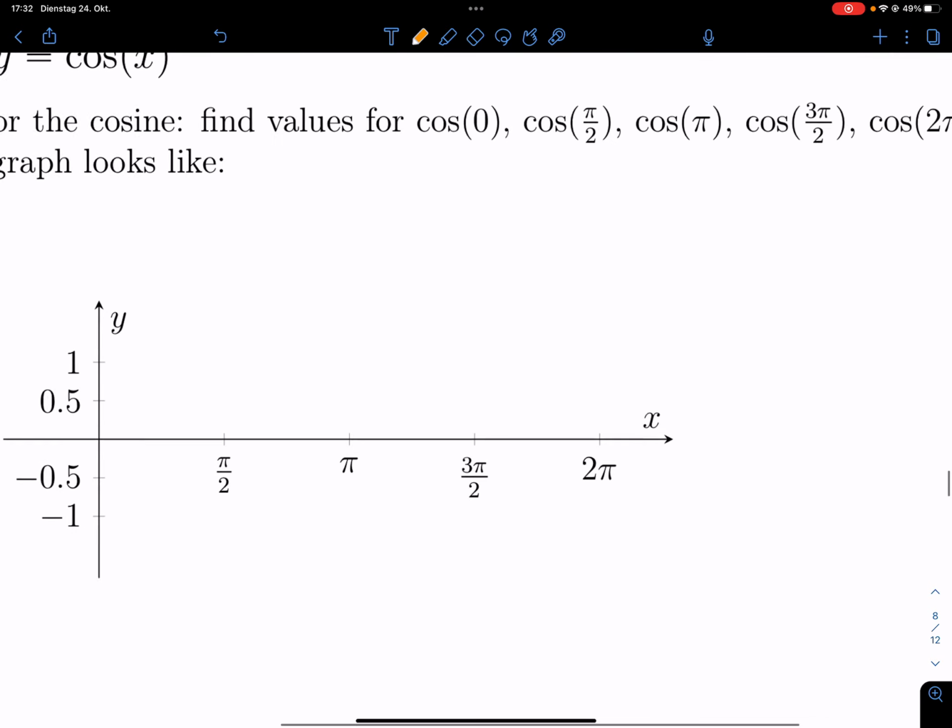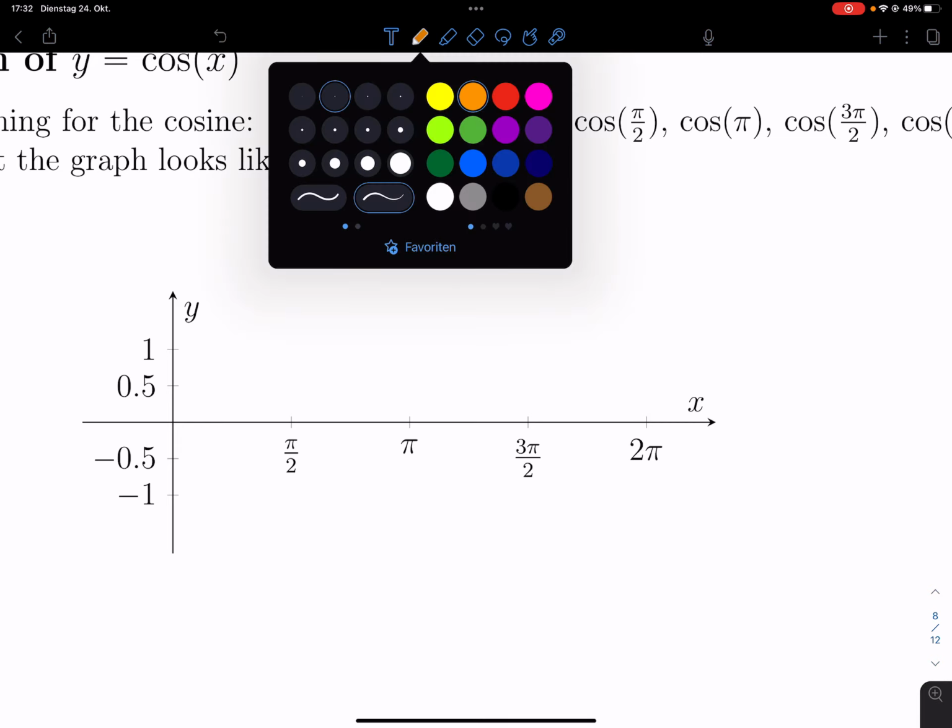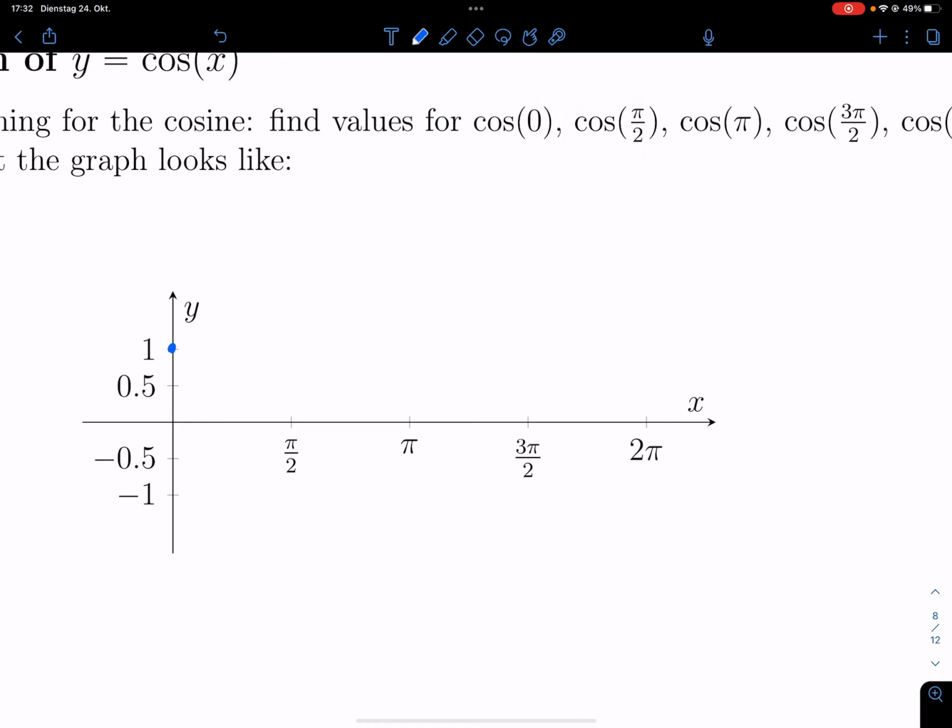Same thing, or same strategy, for cosine. Cosine of 0 is 1, cosine of pi over 2 is 0, cosine of pi is -1, 3 pi over 2 gives us 0 again, and 2 pi gives us 1 again. Then that generates this curve here, like so. And again, it will go on and on and on.